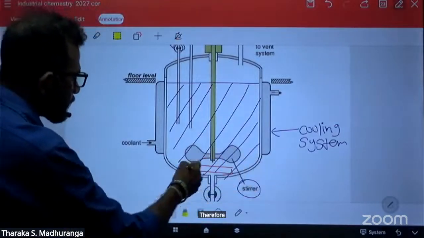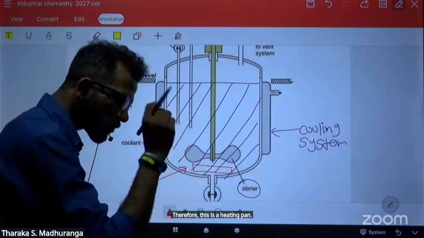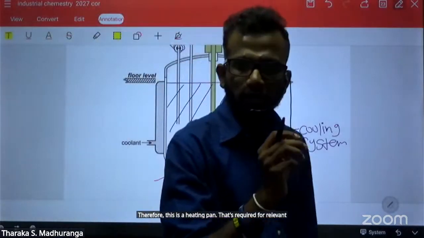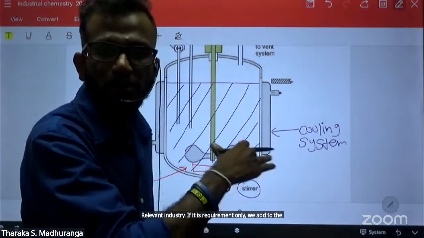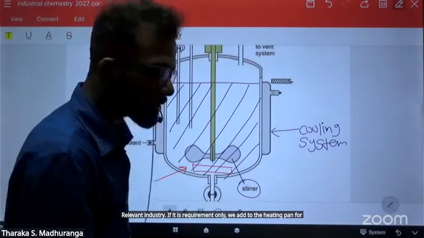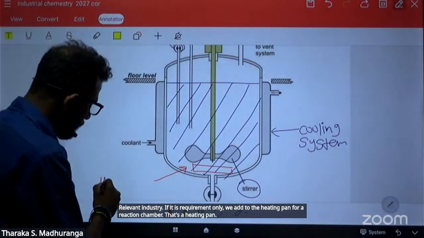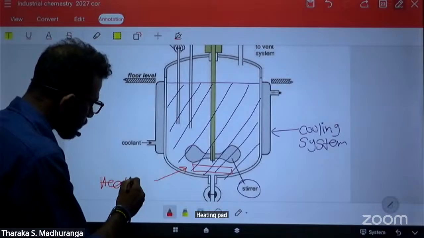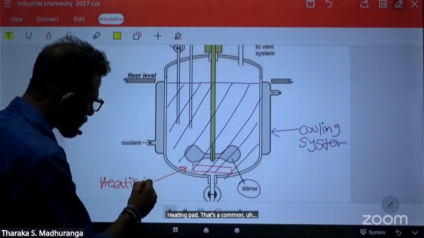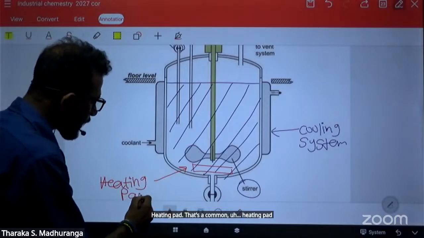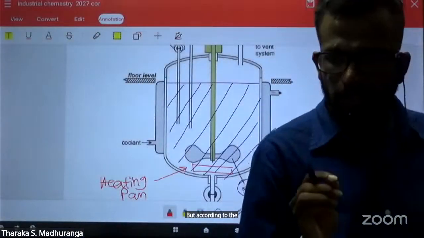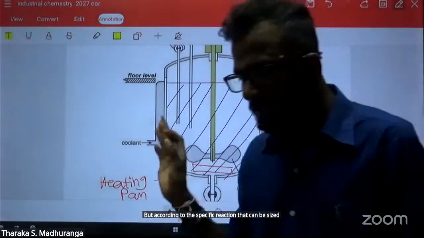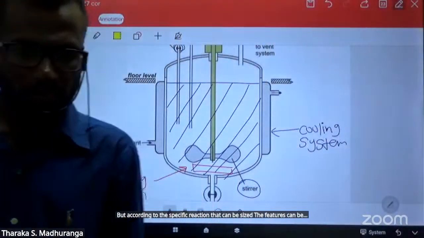Therefore, this heating pan is required only for relevant industries. Only if it is a requirement do we add a heating pan to the reaction chamber. That's a common reaction chamber I am explaining. But according to the specific reaction, the size and the features can be changed.